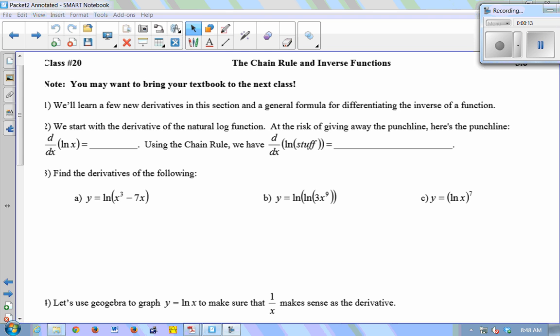We're going to learn a few new derivatives in this section and a general formula for differentiating the inverse of a function. And I'm going to start with the derivative of the natural log function. And at the risk of giving away the punchline, here's the punchline. The derivative of ln x is 1 over x. So that means that the derivative of the ln of some stuff would be what? 1 over stuff, yeah, times the derivative of the stuff.